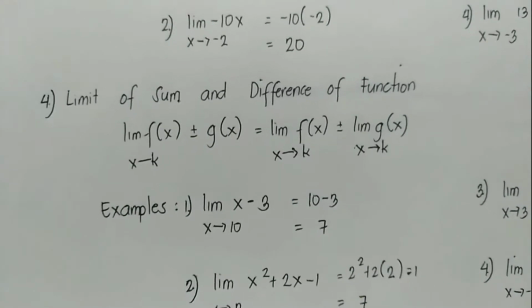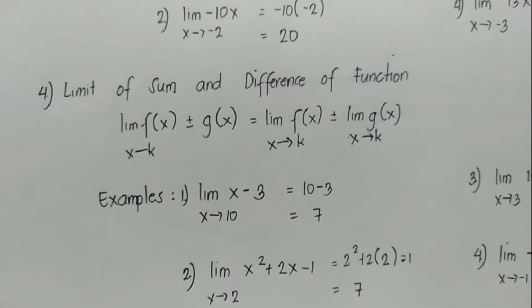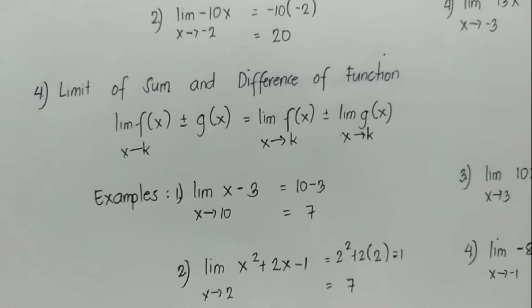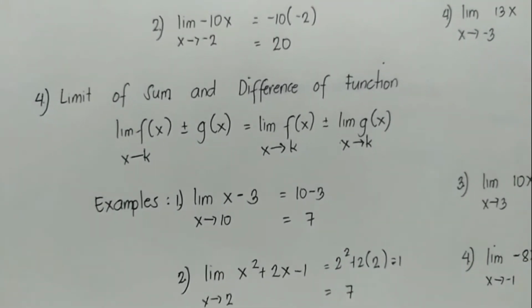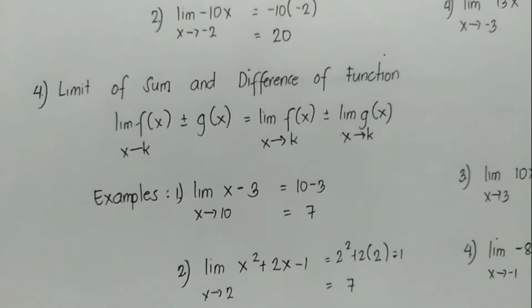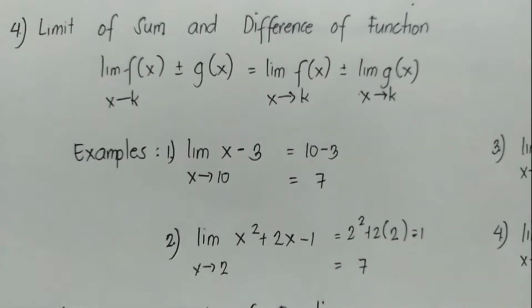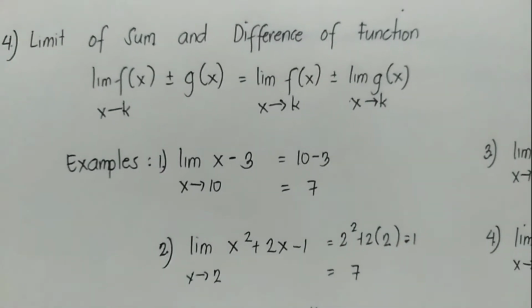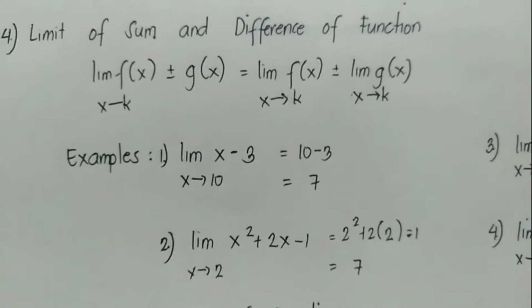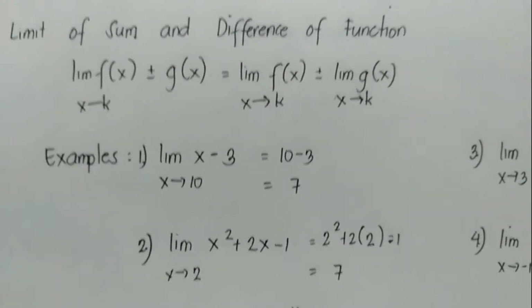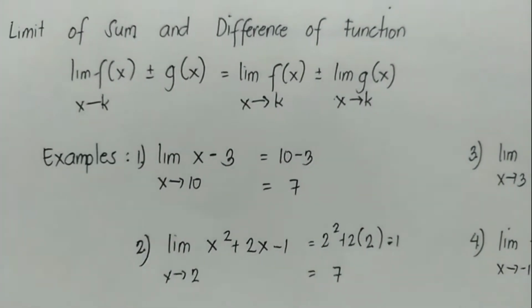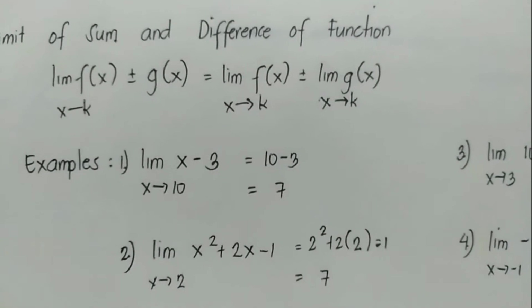Number 4, limit of the sum and difference of functions. The limit of f of x plus or minus g of x is equal to the limit of f of x plus or minus the limit of g of x. For example, the limit of x minus 3 as x approaches 10, substitute and perform the operation. 10 minus 3 is 7.